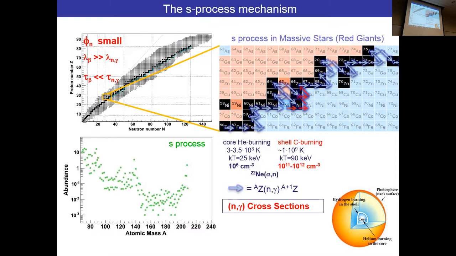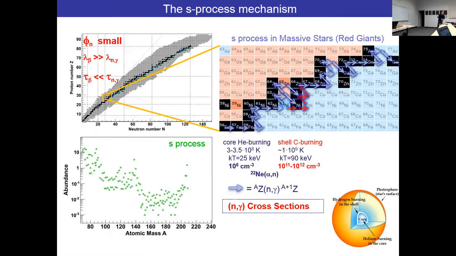In this way, by means of a sequence of neutron capture and beta decay reactions, you build up all the heavy elements from iron up to lead and bismuth. Then the process finishes there, because beyond bismuth you get to the polonium nuclei, which are alpha unstable, and then there is a recycling process going on there, and everything is finished.